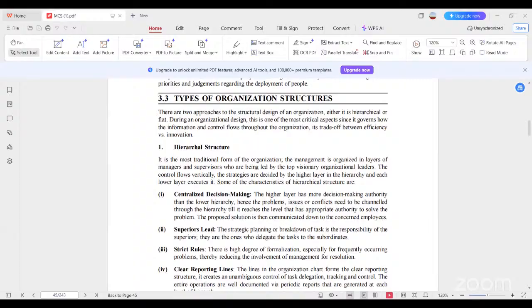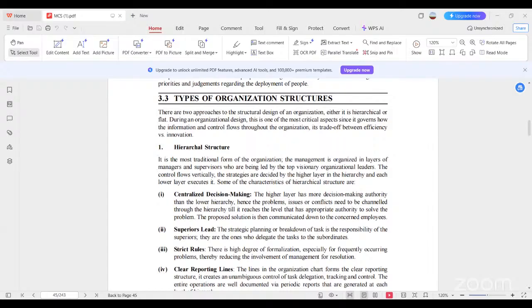Organization structure basically refers to how authority, responsibility, communication, coordination, and control are arranged in an organization. Okay, so broadly, organizations follow two approaches to structural design. The first is your hierarchical structure, and the second is your flat structure. Whatever choice you are making is very critical because the structure determines how decisions are made, how information flows, how control is exercised, and how we are going to balance between efficiency and innovation.